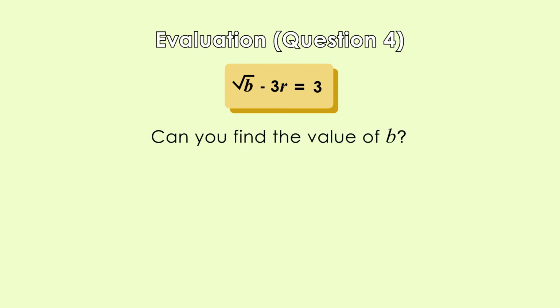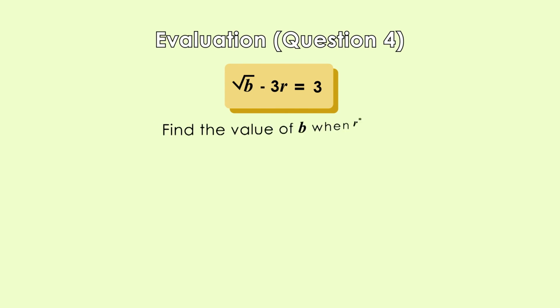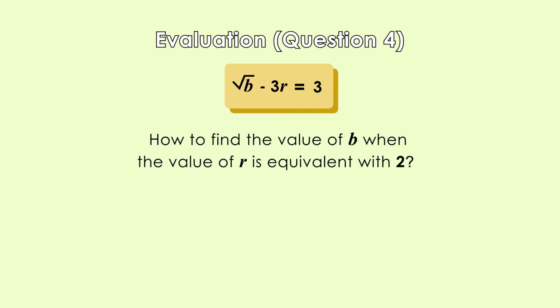Question 4. Given square root of b minus 3r equals 3. Find the value of b when r equals 2. Dear students, can you find the value of b? Given square root of b minus 3r equals 3. Find the value of b when r equals 2. Boys and girls, do you know how to find the value of b when the value of r is equivalent to 2?